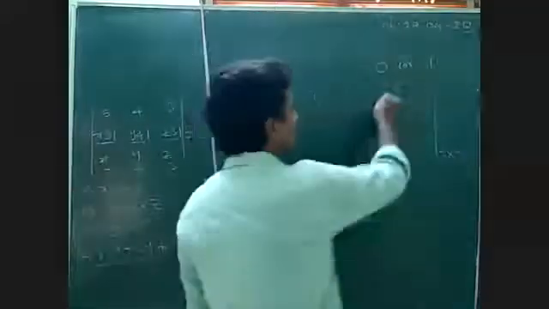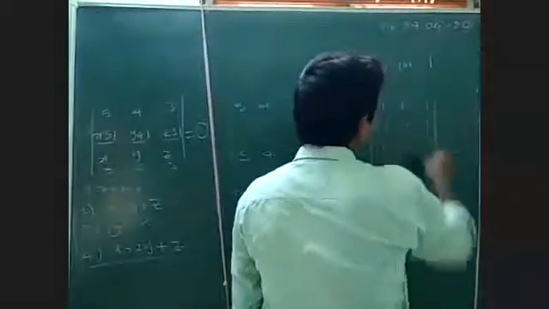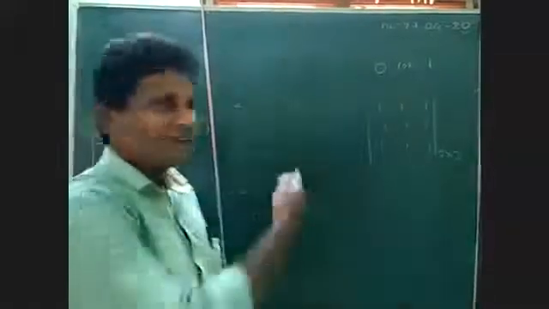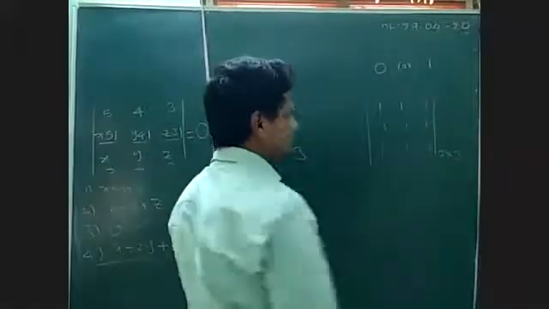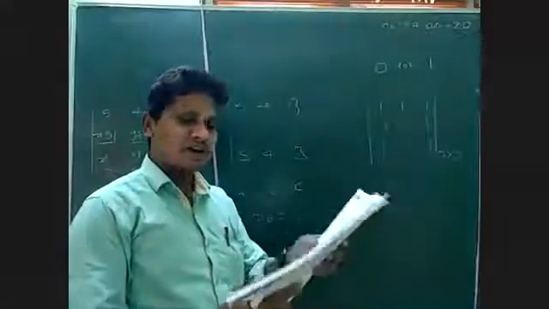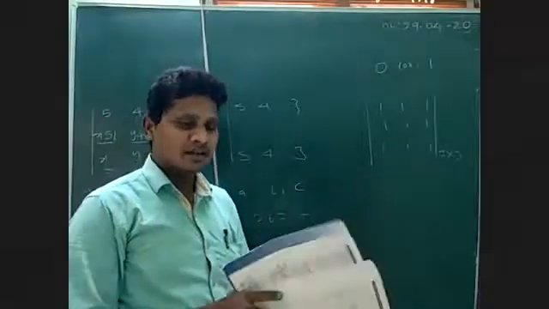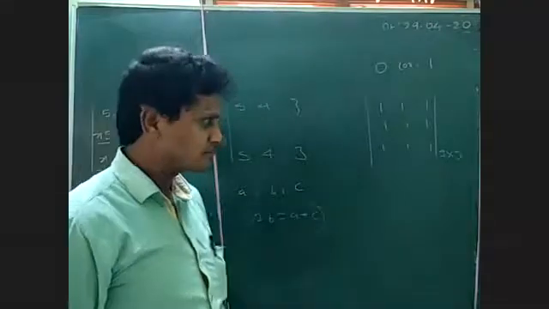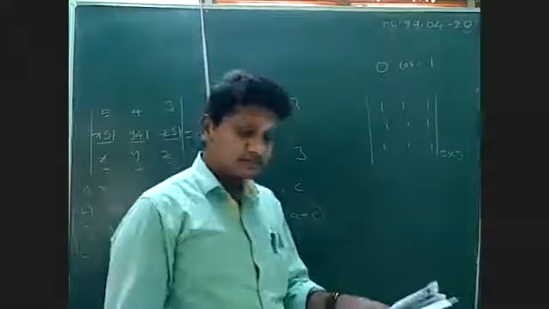All are 1 means determinant becomes 0. Is it clear? Yes. Any two rows the same, determinant 0. But the given options are 1, 2. First row, second column, sir. Yes? First row, second column, 0, sir.